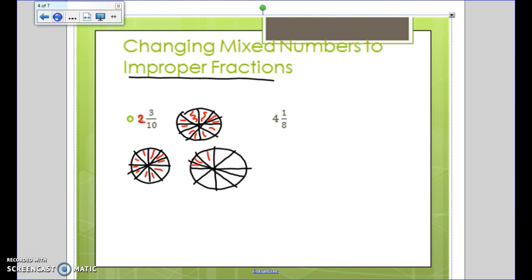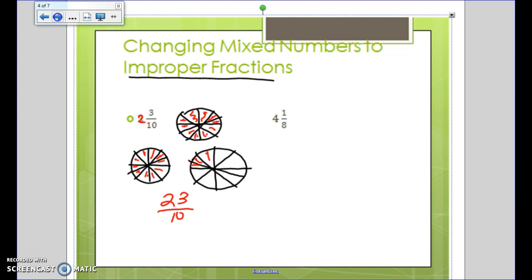And so to know what the improper fraction is for this mixed number, I would just count how many 1/10 pieces I actually have. I have 1, 2, 3, 4, 5, 6, 7, 8, 9, 10 1/10 pieces there. 11, 12, 13, 14, 15, 16, 17, 18, 19, 20. 20 1/10 pieces there. 21 1/10, 22 1/10, and 23 1/10. So I have 23 1/10 pieces. That would be written as 23/10.